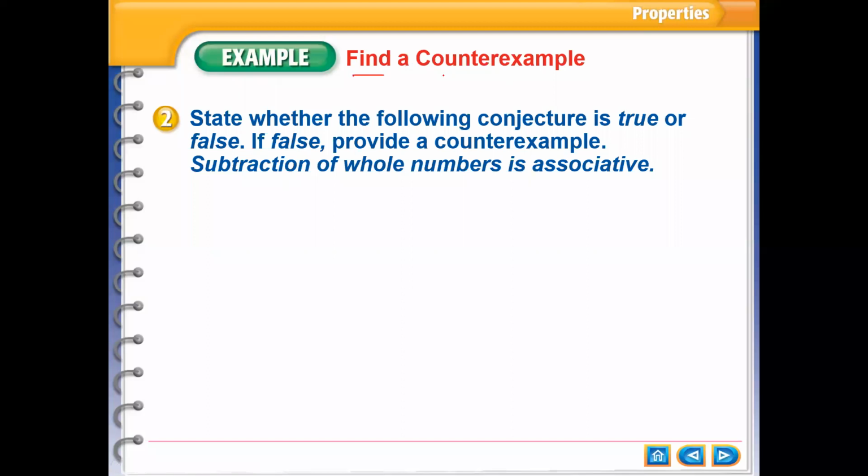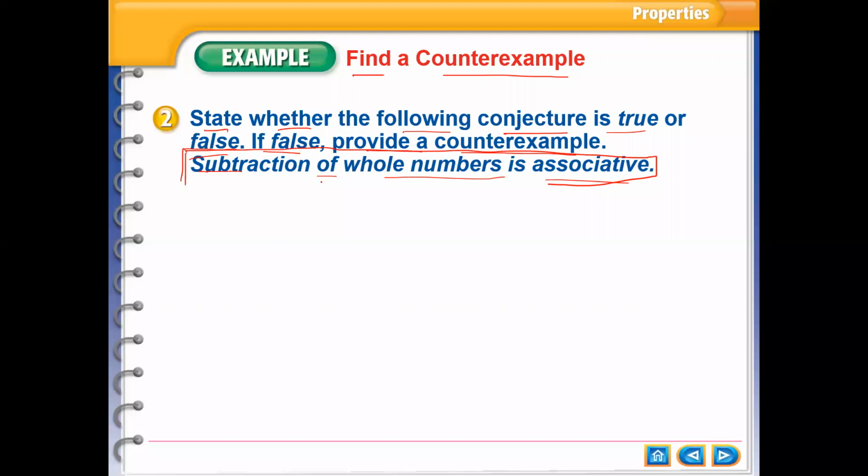The next is find a counter example. State whether the following conjecture is true or false. If false, provide a counter example. Subtraction of whole number is associative. So you have to tell whether this statement is true or false.